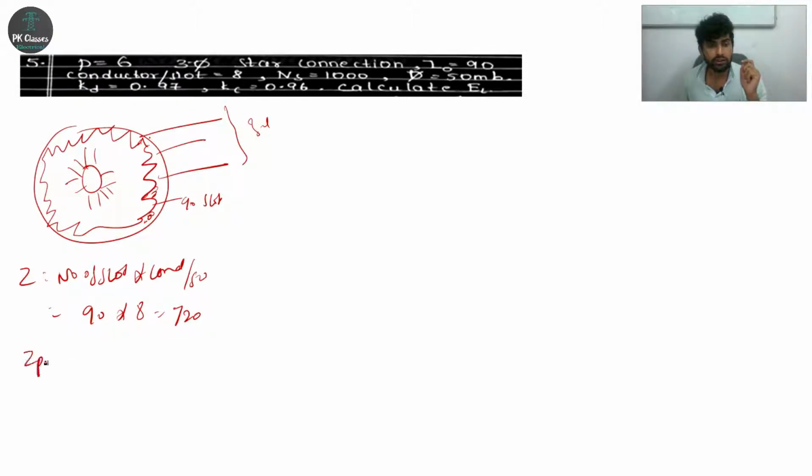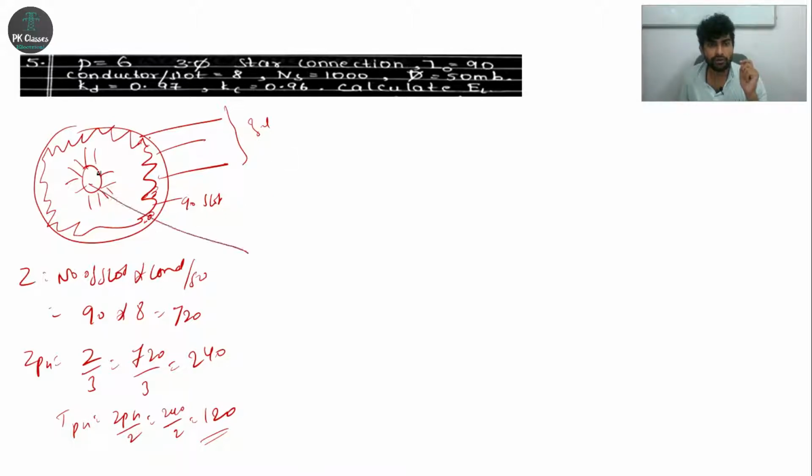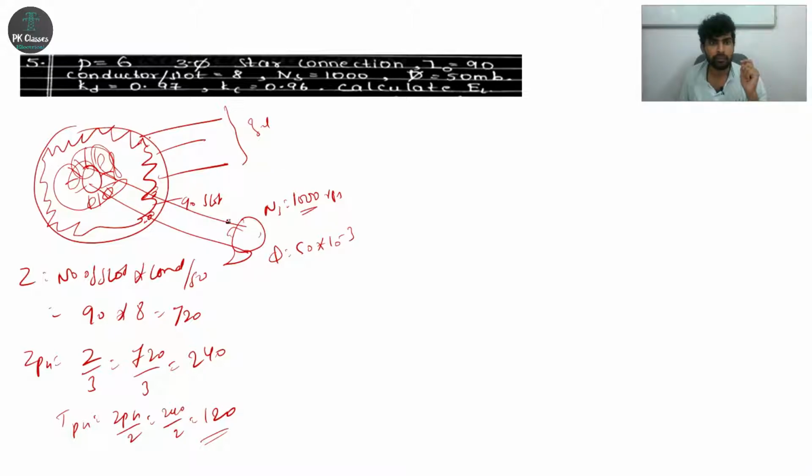How to calculate Z phase? Z phase is equal to Z by 3, that is 720 divided by 3. You will get 240. T phase is equal to Z phase by 2. Right? 240 divided by 2 will get 120. And Ns is given. Ns is the rotation of this rotor, 1000 rpm. Flux is given. Flux produced by the field winding is 50 milliWeber, 50 into 10 raised to minus 3.